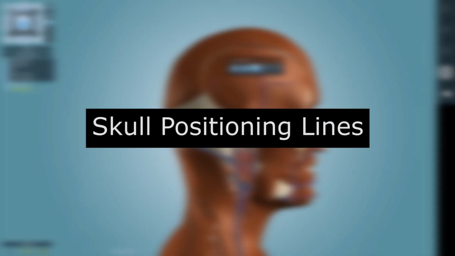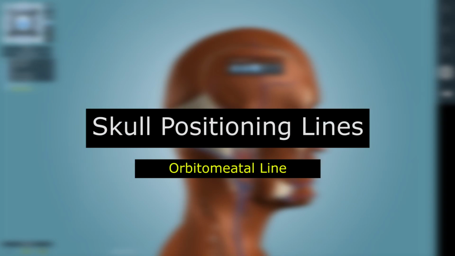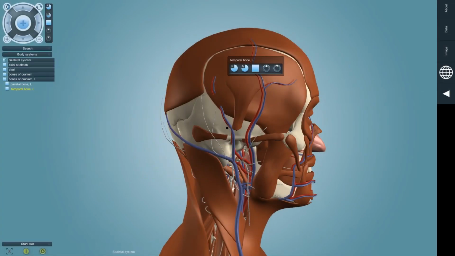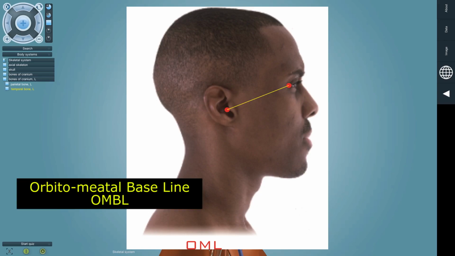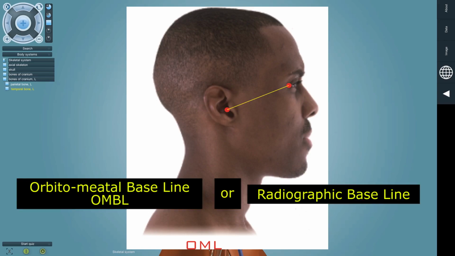Second one, orbitomeatal line. The orbitomeatal line is a frequently used positioning line located between the outer canthus and the EAM. By other terms, this line is known as the orbitomeatal baseline, OMBL, or radiographic baseline.